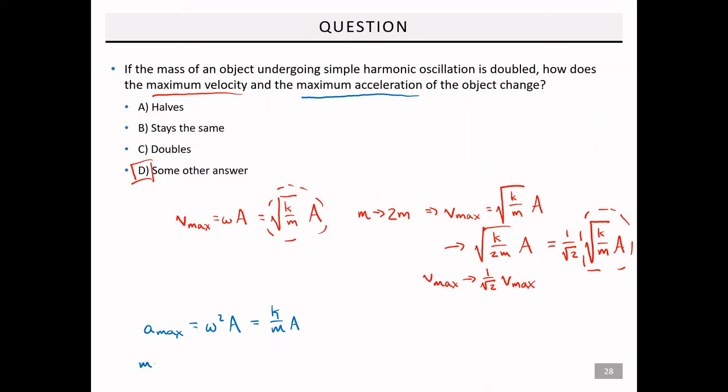Now if m goes to 2m, then Amax equals k over m times A goes to k over 2m times A, which I factor out the 1/2 and I get 1/2 times k over m times A, which is 1/2 the same Amax that I started with. So if the mass is doubled, then the acceleration is cut in half. So the answer for acceleration is A.